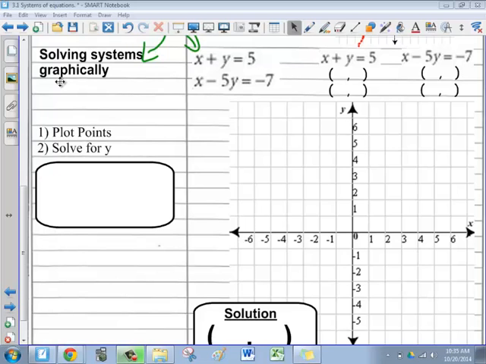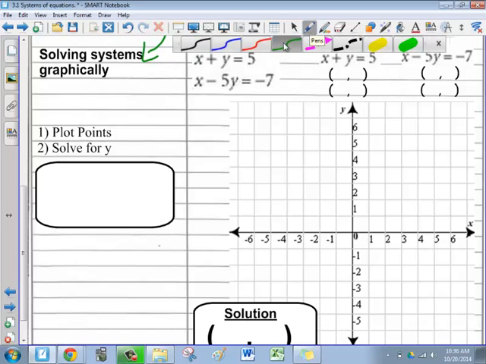Now in this problem right here, we want to solve the systems graphically. And here's our system right here. We want to solve x plus y equals 5 and x minus 5y equals -7 graphically. And then we're going to move on from that.